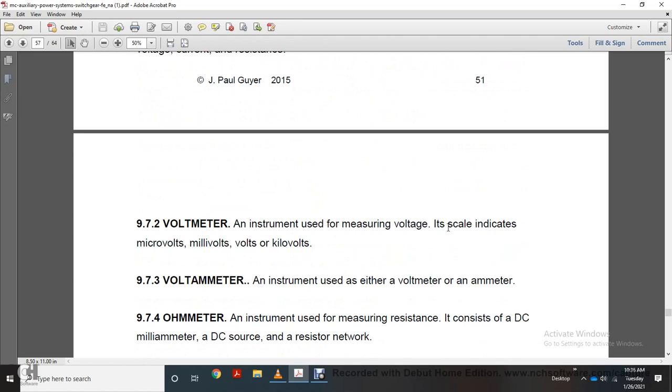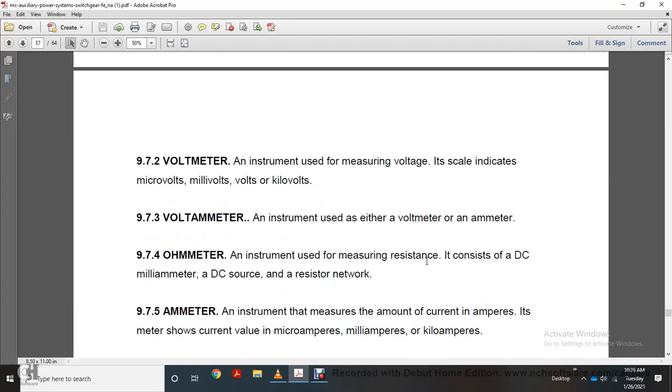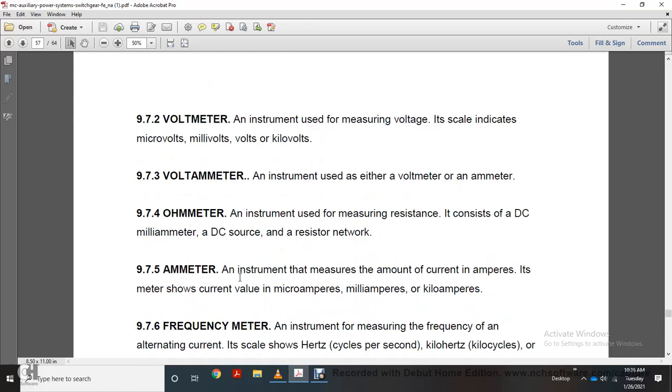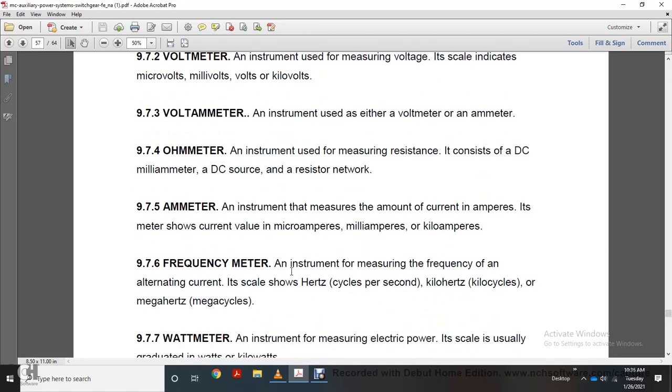Voltmeter: an instrument used for measuring voltage, with scales indicating microvolts, millivolts, volts, and kilovolts. Ohmmeter: an instrument used for measuring resistance, consisting of a DC milliammeter, a DC source, and a resistor network. Ammeter: an instrument that measures the amount of current, or amperage, and the meter shows the current value in microamps, milliamperes, and kiloamperes. Frequency meter: an instrument for measuring the frequency of an alternating current in hertz or cycles per second, kilohertz, kilocycles, megahertz, and megacycles.